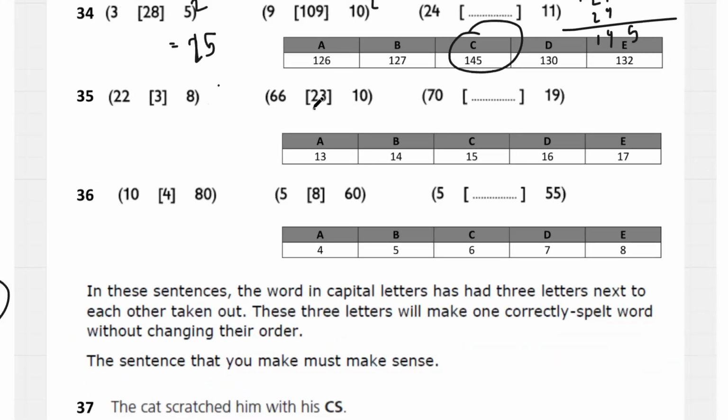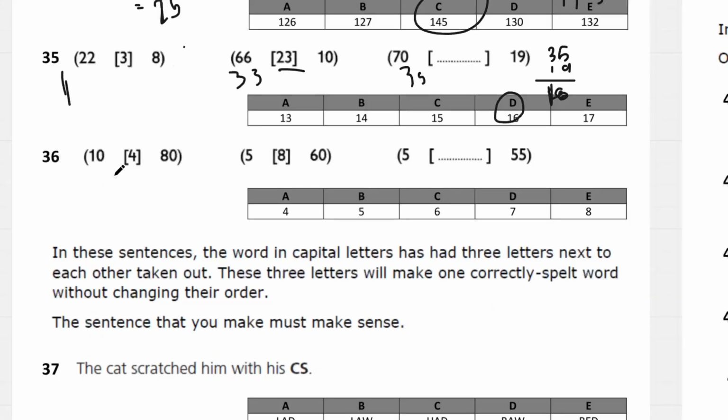Now this is our biggest clue, we're going to half this to get 33, minus 10, we get 23. Half this, we get 11, minus 8 will be 3, so half this, 35, minus 19 is going to be 16, which means our answer is D.